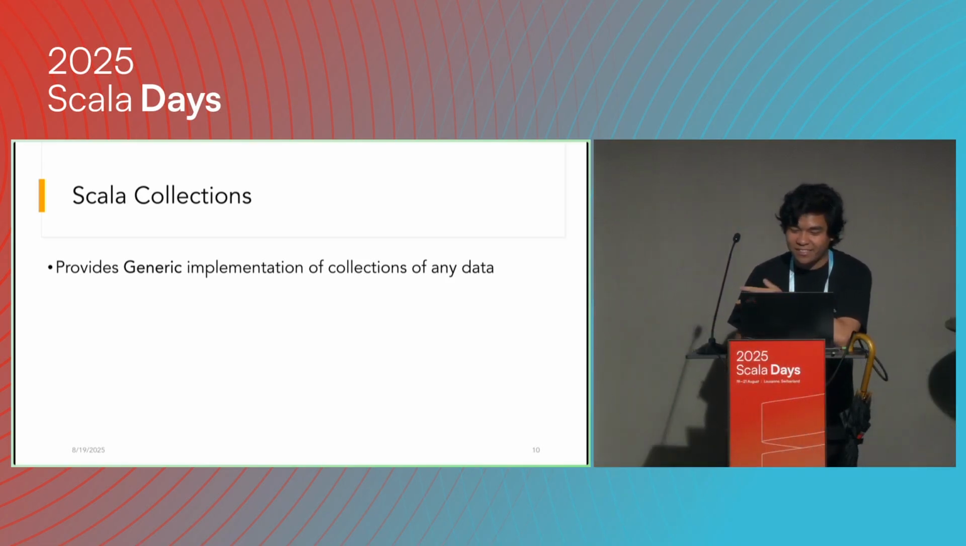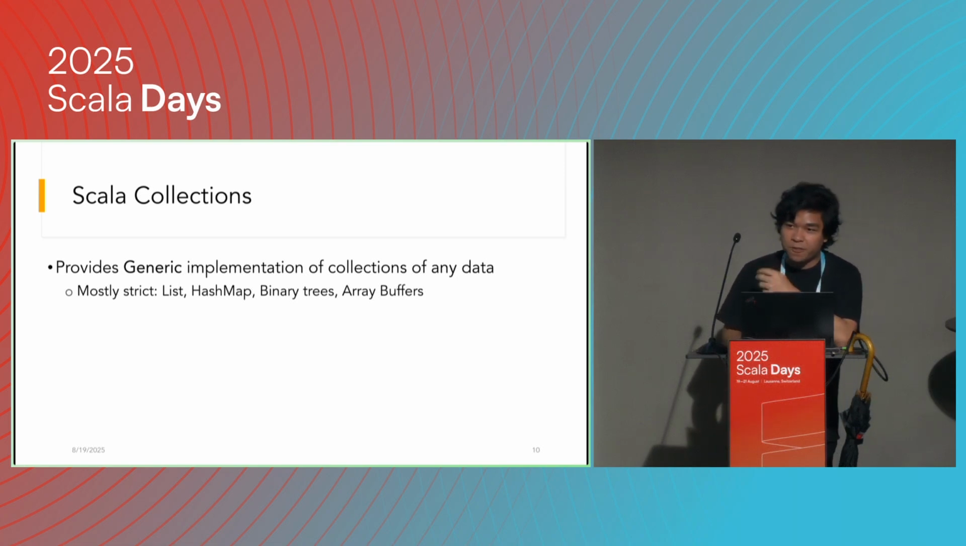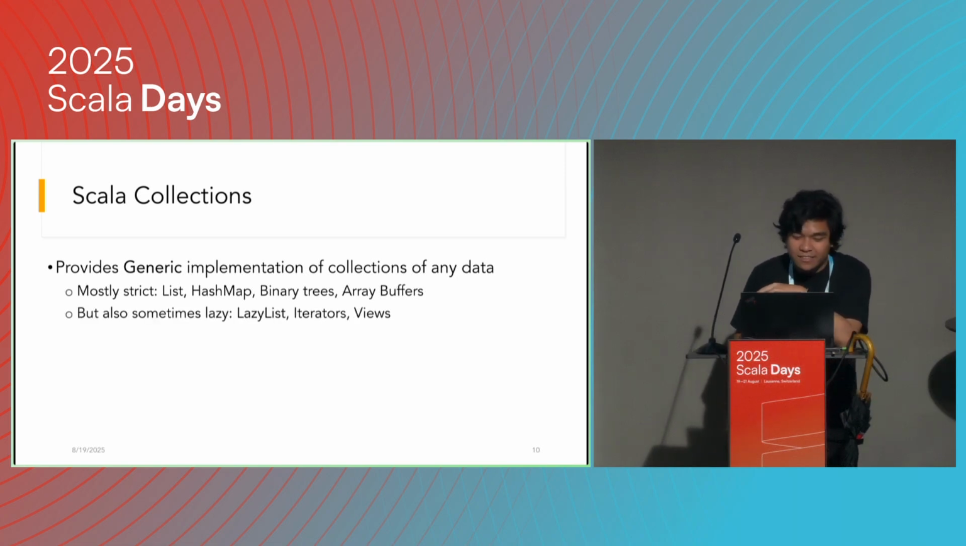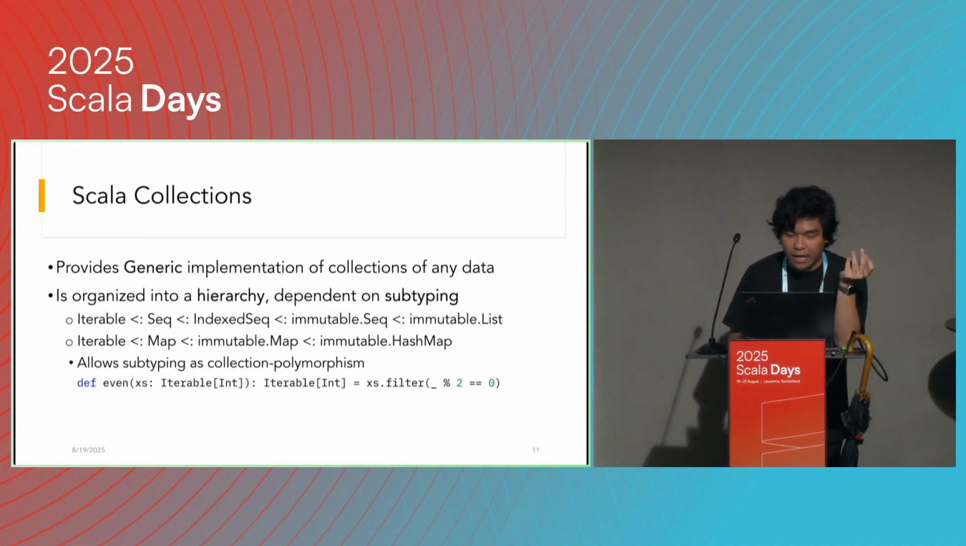It provides a generic implementation of collections for any kind of data. Most of them are strict, right? So you have lists, hash maps, binary trees, array buffers. Sometimes they are lazy. So you have lazy lists or iterators or views. Those are things that if you do map or filter, they don't really do anything, just capture the whole thing and then run them when you ask them, right? And it's organized into a hierarchy, and it's mostly dependent on subtyping or subclassing.